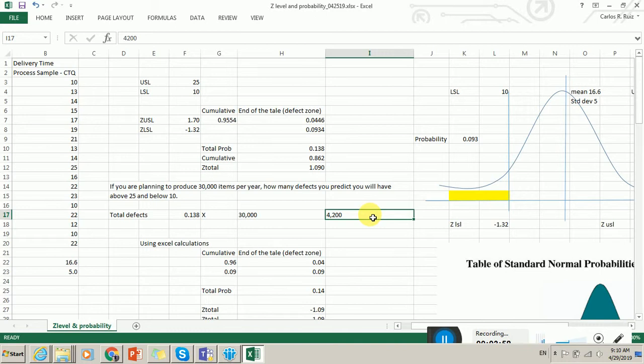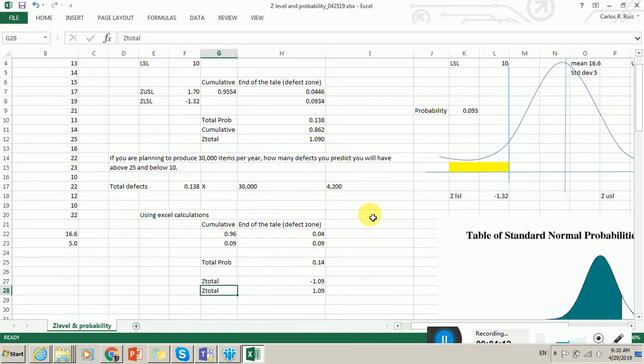Then I can make the right decisions as to whether or not this is the right process, or whether I need to improve the process, because now I know how capable it is. I also added here how to do the same calculations using Excel without using the tables. I'm not going to walk you through it in this video, but I'm going to leave a copy of this file in the team site, so you can see the formulas I use in case you want to use formulas to estimate those probabilities.